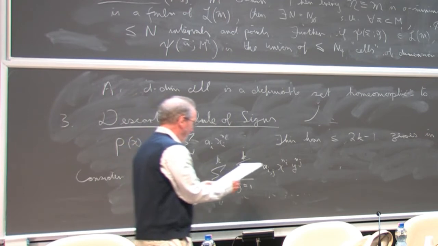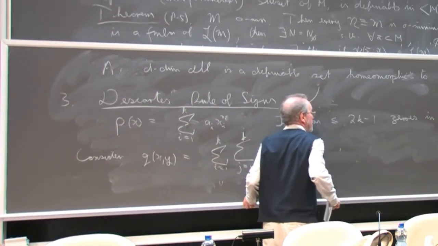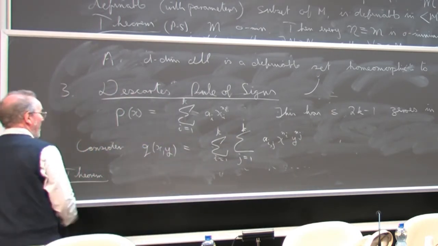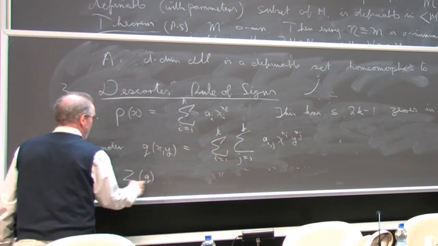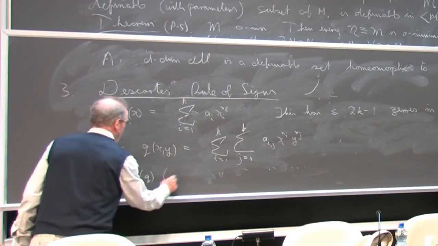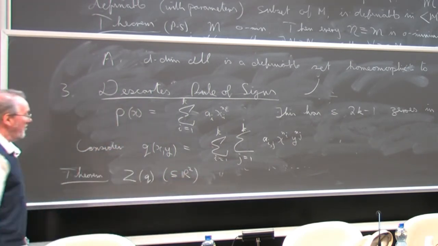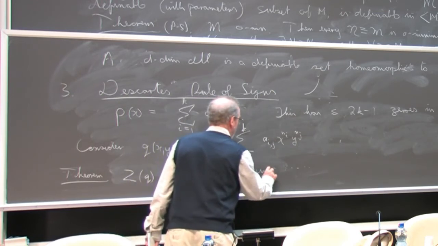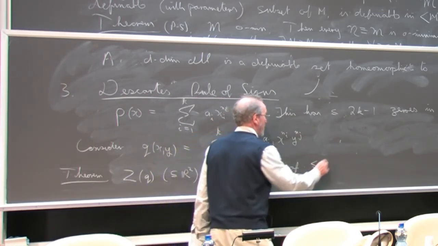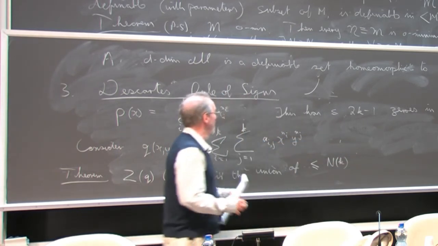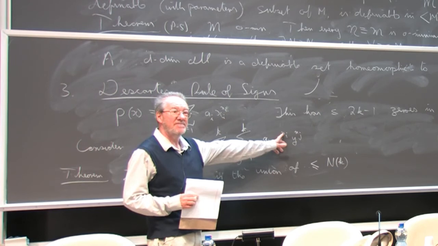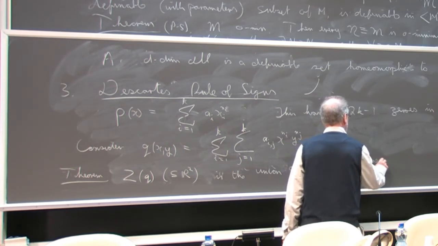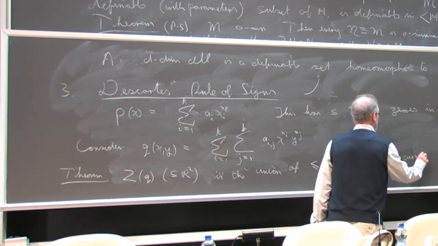Well, we make a substitution. So theorem: the zero set of Q, so that just means the set of zeros as a subset of R squared, is the union of less than or equal to a number n that depends only on k, and not on the coefficients and not on the exponents, connected curves. They'll be connected algebraic curves.